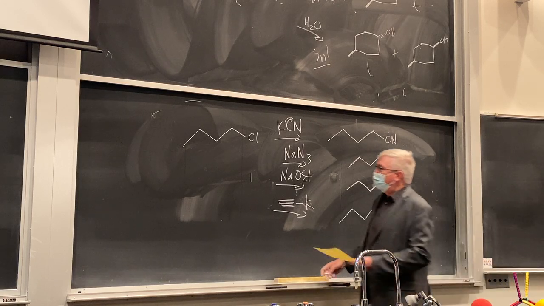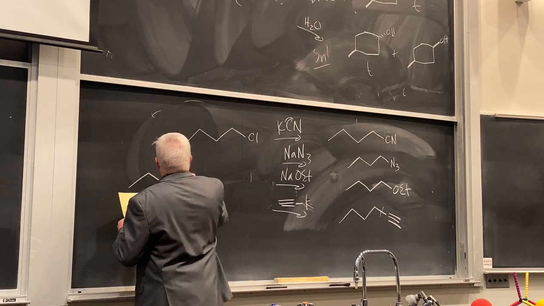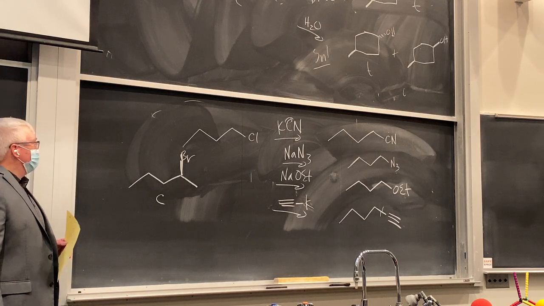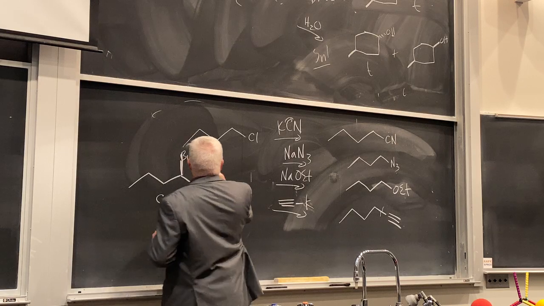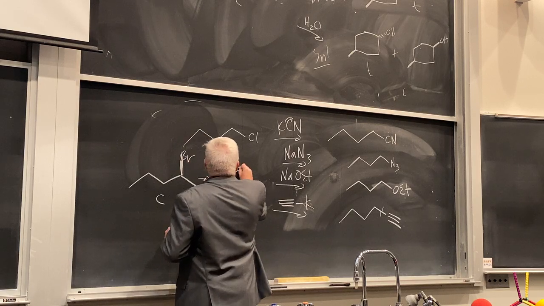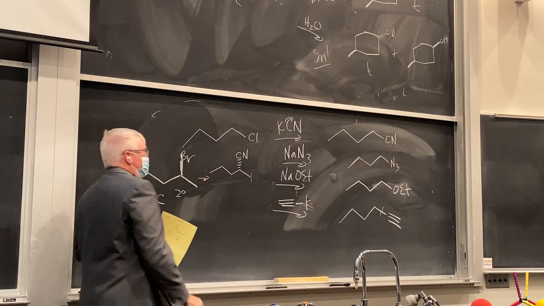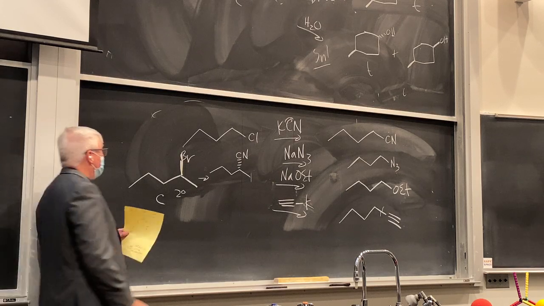Okay, what about with the secondary one? We have the same thing, but with this chiral bromide now. Let's do the same 4 reactions. What are we going to get here? We're going to get cyanide down. Okay, this is secondary. That's with a charged nucleophile, so that's SN2, clean backside attack.